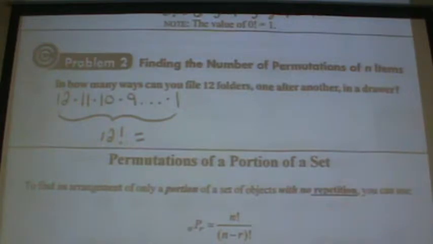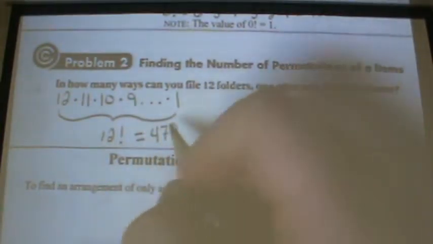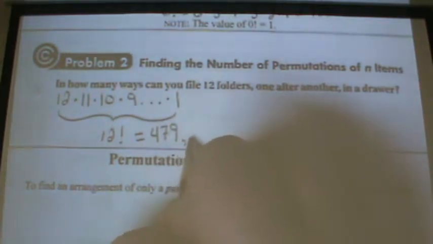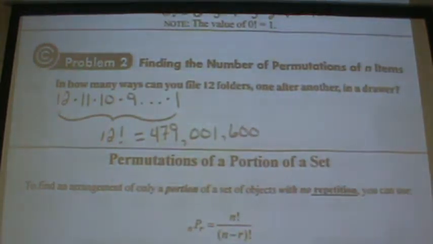So if you plug that into your calculator and find 12 factorial, it's 479,001,600. And that's how many different ways you can file 12 folders, one after another in a drawer. So using factorial was for an entire set.